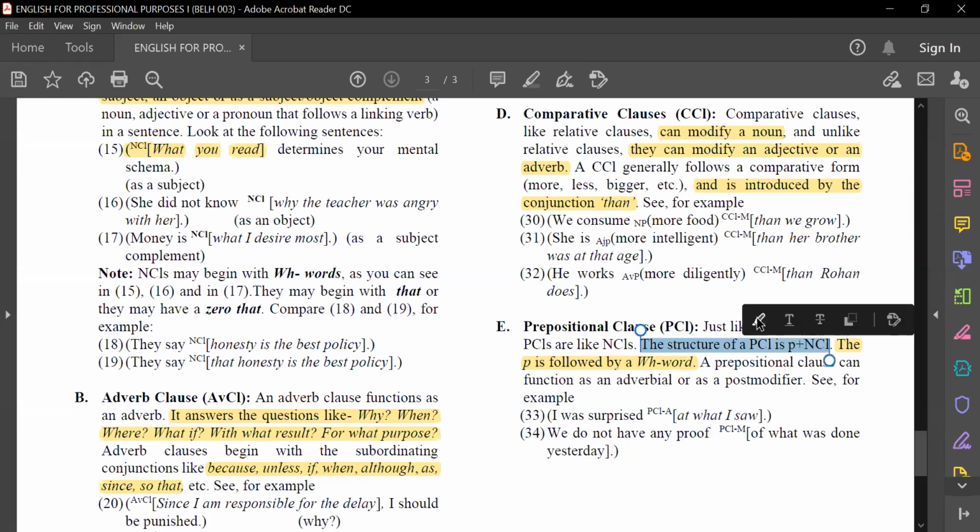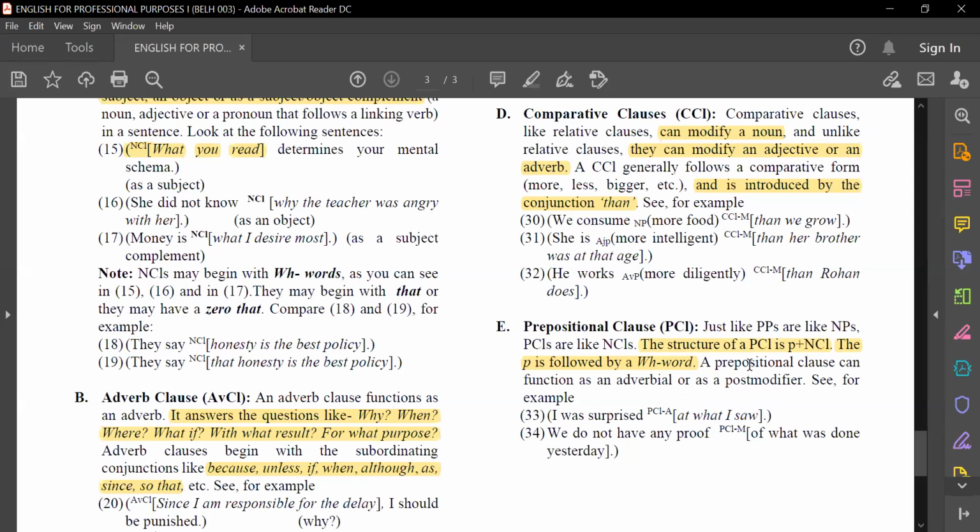We have a P plus NCL. And the second thing is that the P will be followed by a WH which is a part of NCL. And a prepositional clause can function as an adverbial or a post modifier.